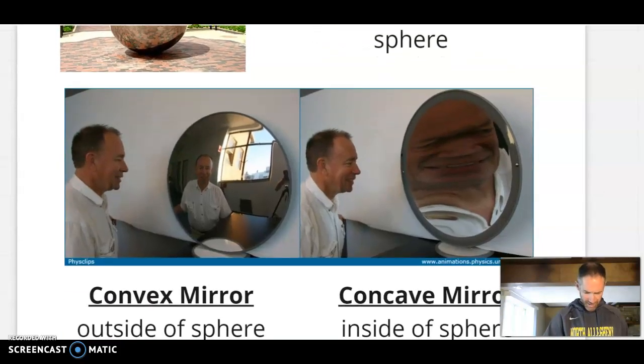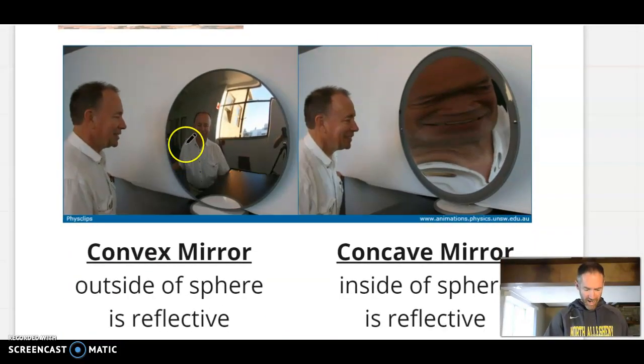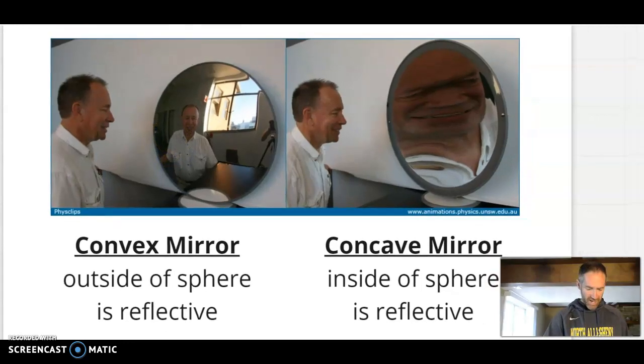Here we've got a person in front of a convex mirror and a concave mirror. The convex mirror is whenever you take a slice of that sphere and the outside of it is mirrored. It's going to give you that convex shape. Concave is going to be when the inside of that sphere is mirrored. And you can see that it gives you two very, very different looking images. It's the same guy, but over here he looks one way and over here he looks another way.